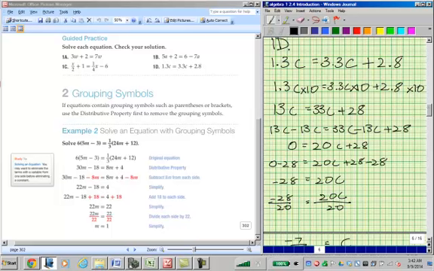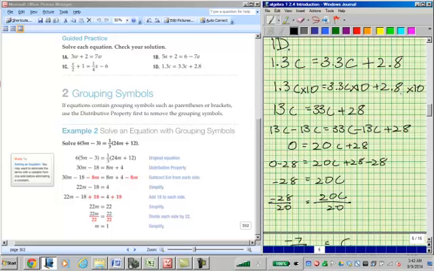And now subtract 13c from both sides, and you get 0 equals 20c plus 28. Subtract 28 from both sides. 20c equals negative 28. Divide both sides by 20, and c equals negative 7/5. Now, you're probably thinking, well, this is really terrible, but it's not really.